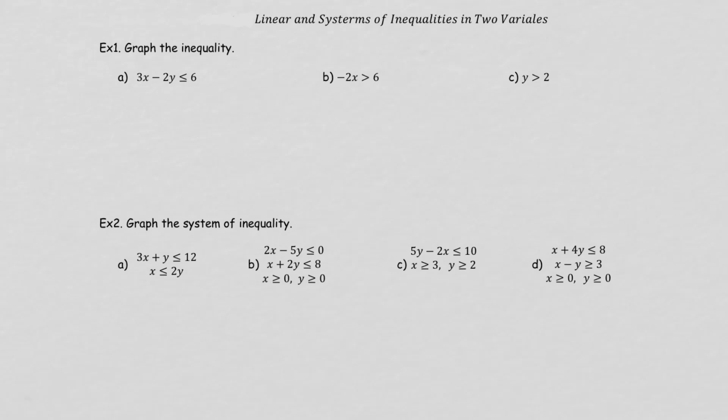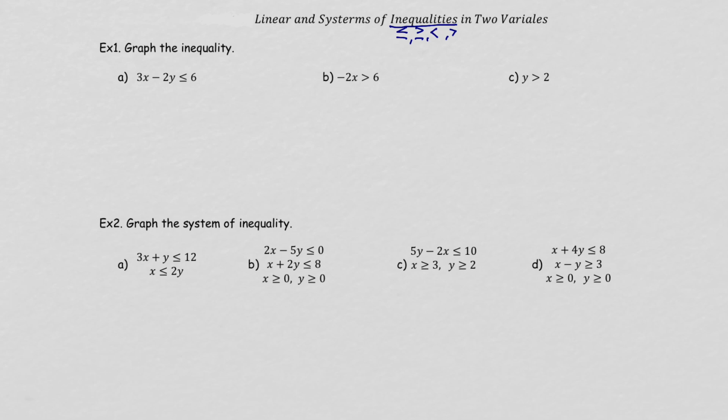This lesson, we're going to talk about systems of linear inequalities in two variables. When we're looking at a system of linear inequalities, we will have less than or equal to, greater than or equal to, or greater than or less than. That's the difference between equations and inequalities. And let's look at example 1A.